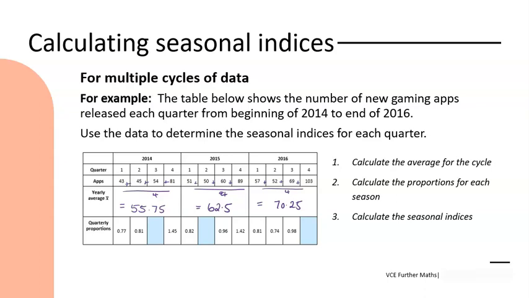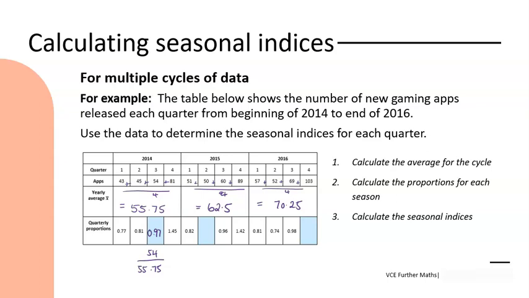So now that I have my yearly average, I need to calculate the quarterly proportions. Here we've got a mostly filled table, but just a couple of examples that we can do. Remember, to get this proportion, I'm taking the original value, so 54 for quarter 3, 2014. I divide it by the average for 2014, 55.75. And there I get, rounded to 2 decimal places, a proportion of 0.97. So it's almost the same, not quite, and you can tell that there.